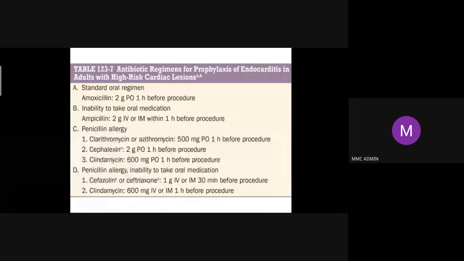If the patients are penicillin allergic and unable to take oral medication, then we give IV medications like ceftriaxone or clindamycin. Next, what are the high-risk cardiac lesions for which endocarditis prophylaxis is advised?